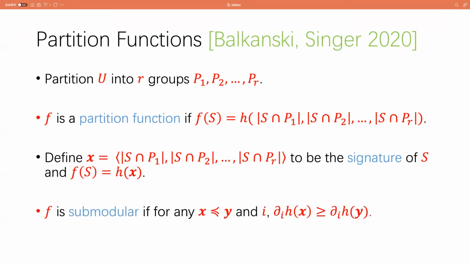By definition, a partition function f is submodular if the corresponding function h satisfies that for any two vectors x and y such that x is smaller than y, then for any index i, the partial of the ith dimension of h at x is at least as large as the partial of the ith dimension of h at y, where the partial means the function value change when we increase the ith dimension of x by 1.